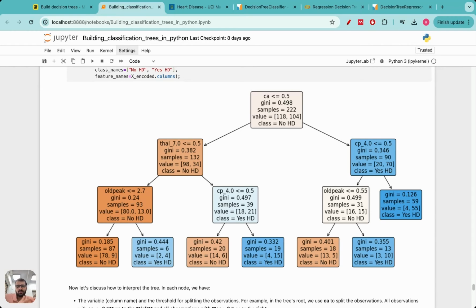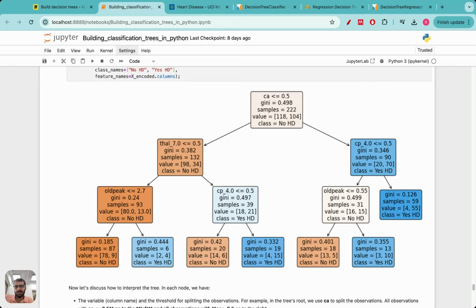These two, I would say, are the most important variables to determine whether a patient has a heart disease or not. Because these two variables, the CA and the THAL variable, show up. The CP variable, which is chest pain, also shows up at multiple places, indicating that this is also an important variable for determining whether the patient has heart disease or not.